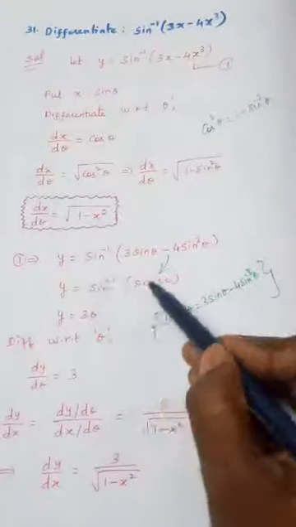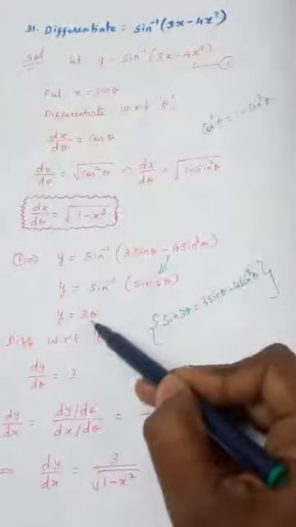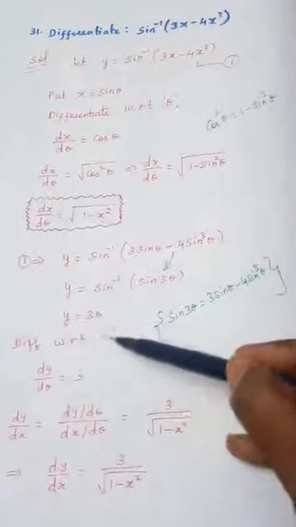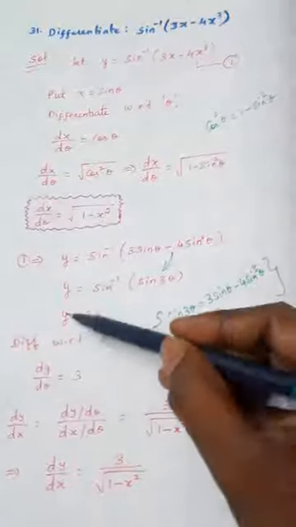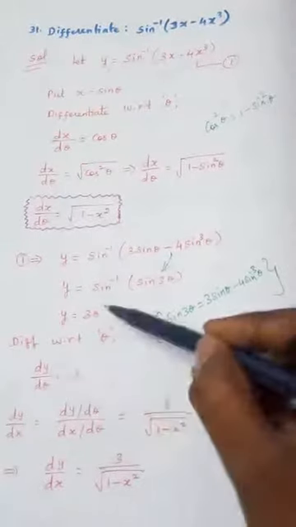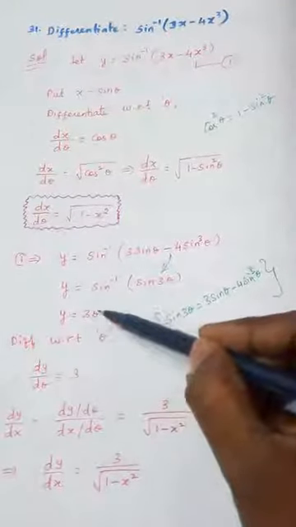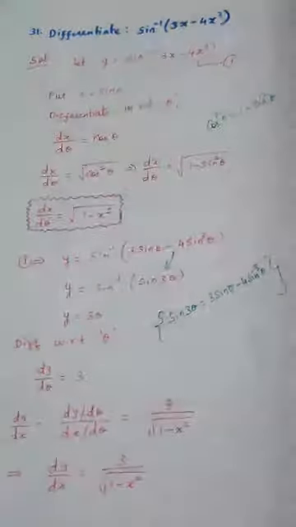Now sin inverse sin gets cancelled, only 3 theta remains. Since we got y, differentiate with respect to theta. So what happens? y becomes dy by d theta. Theta differentiation is 1. So 3 constant, it remains. This becomes 1. So only 3 remains.